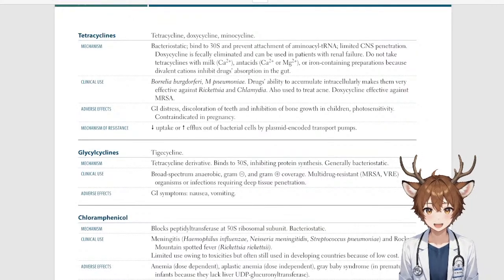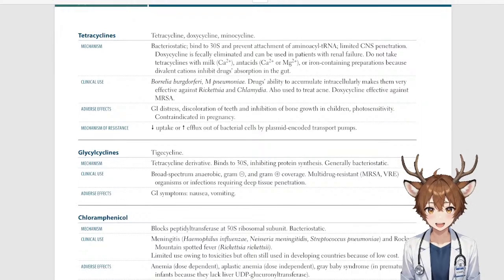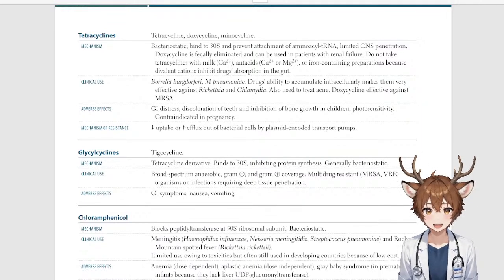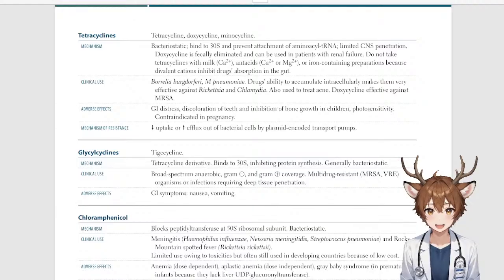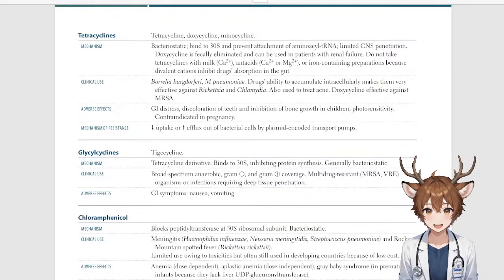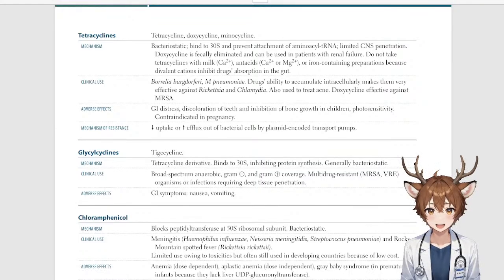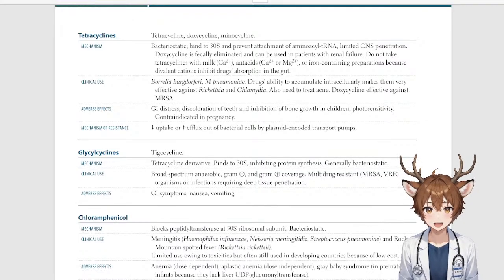Photosensitivity. Tetracyclines are teratogenic. It's called tetracycline, but you get the idea. They're trying to say it a certain way. It's teratogenic, generally avoided in pregnancy and in children except doxycycline. Mechanism of resistance: decreased uptake or increased efflux out of bacterial cells by plasmid-encoded transport pumps.